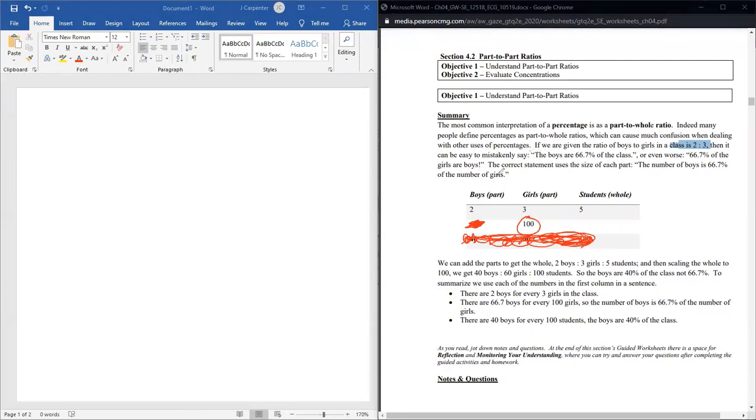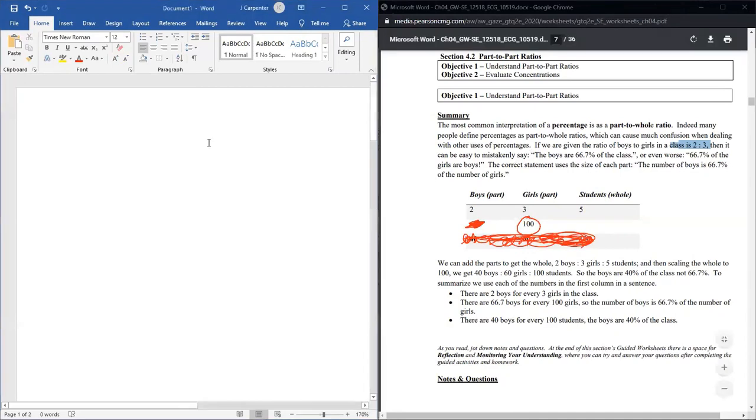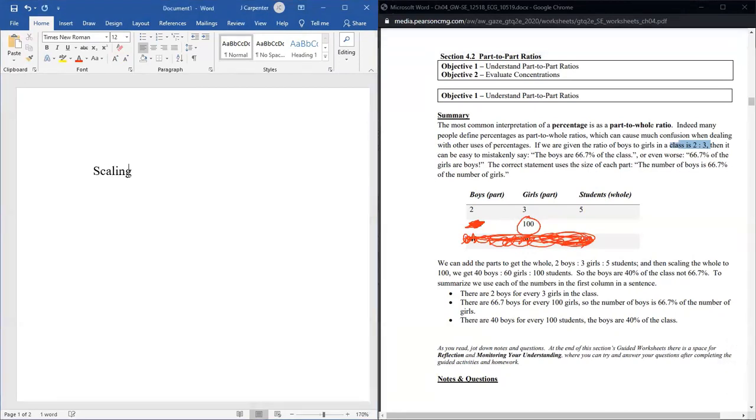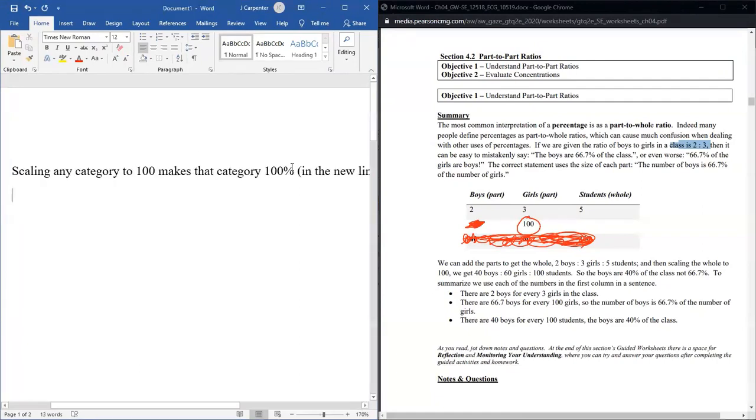So what we're going to start doing is we're going to scale some things to 100. We can scale the boys to 100, we can scale the girls to 100, or we can scale the students to 100. So scaling any category to 100 says that that would be counted as the 100%. So just as a special reminder, scaling any category to 100 makes that category 100% in the new line.